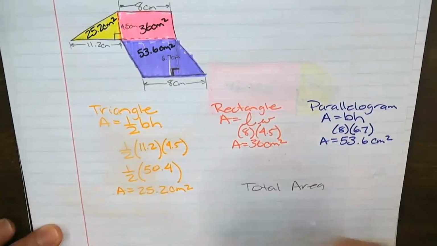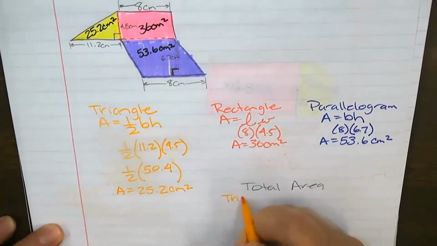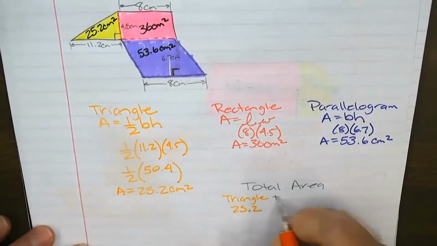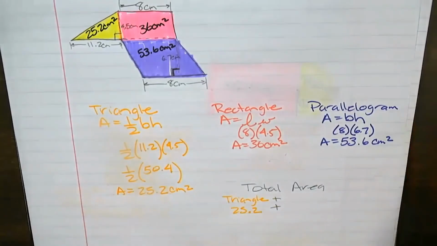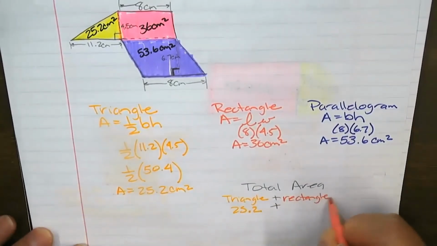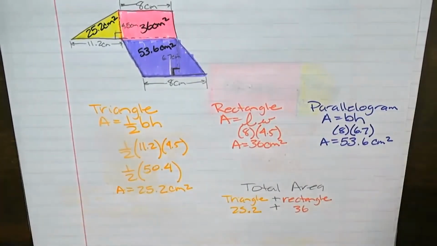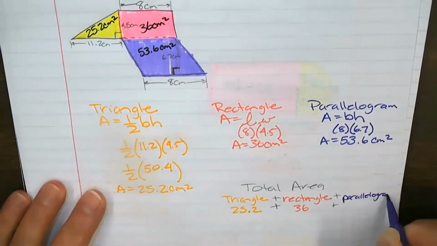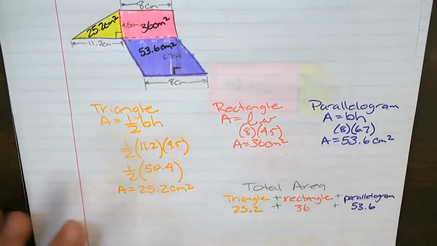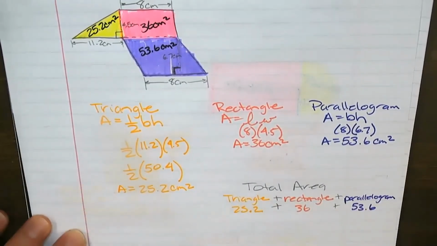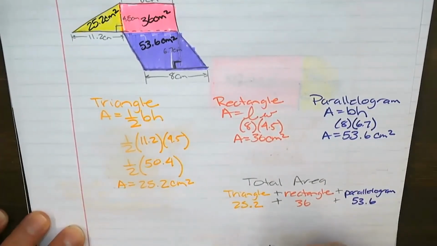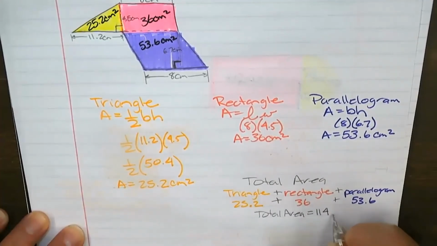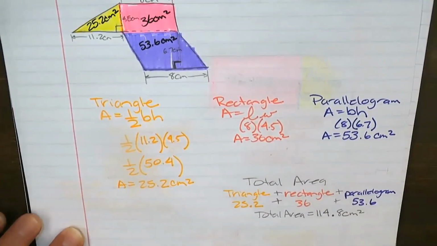So the total area is all three of these together. So it is the triangle at 25.2 plus the rectangle at 36 plus the parallelogram at 53.6. So I'm going to use my handy dandy calculator. I'm going to add all of these together, and I can see that the total area is equal to 114.8 centimeters squared.